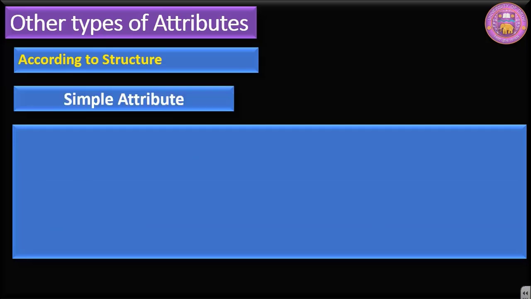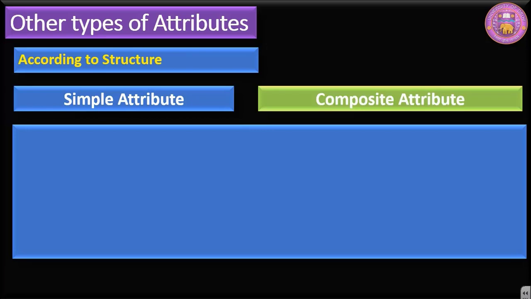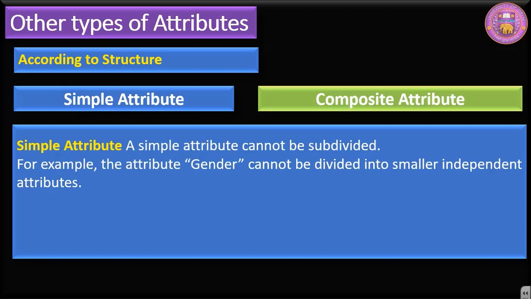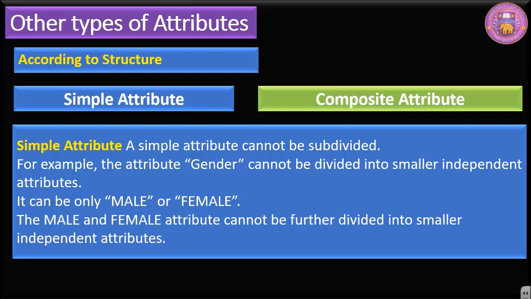According to structure, we have simple attribute and composite attribute. Simple attribute. A simple attribute cannot be subdivided. For example, the attribute gender cannot be divided into smaller independent attributes. It can be only male or female. The male and female values cannot be further divided into smaller independent attributes.